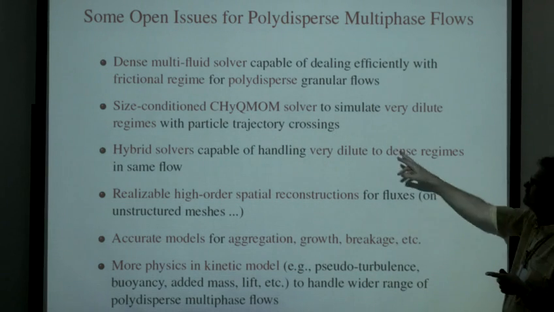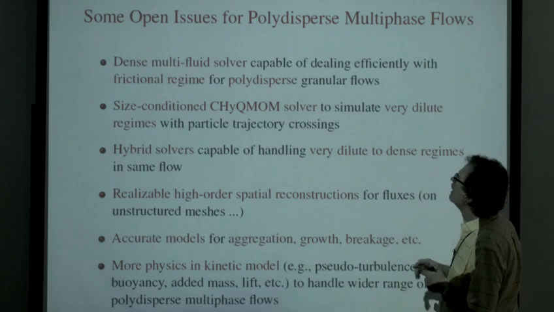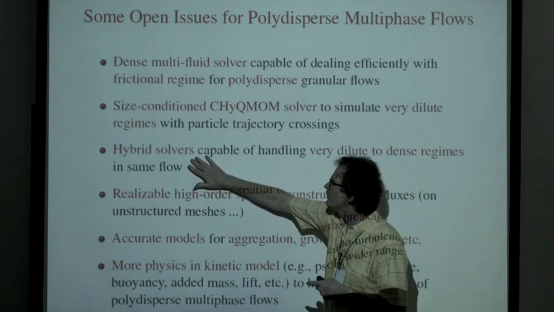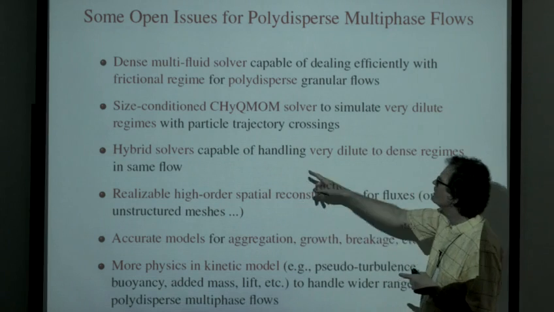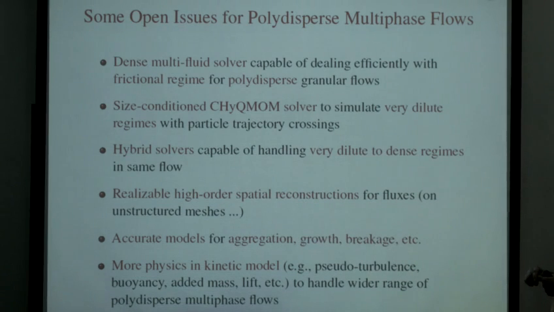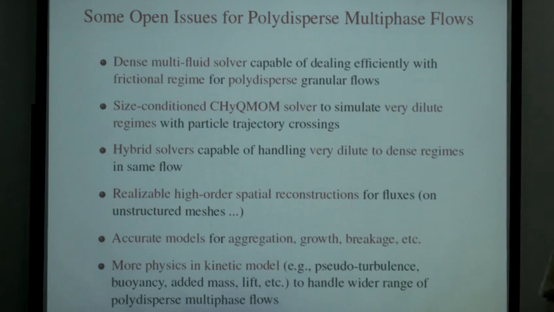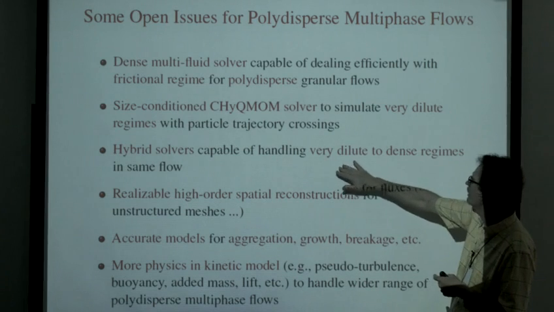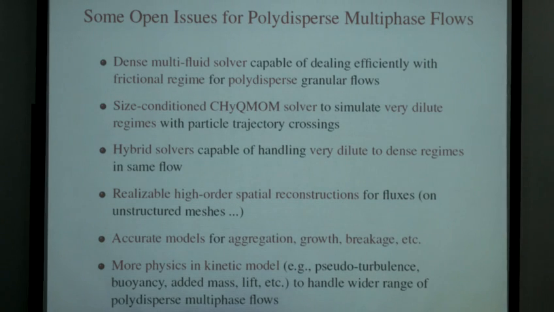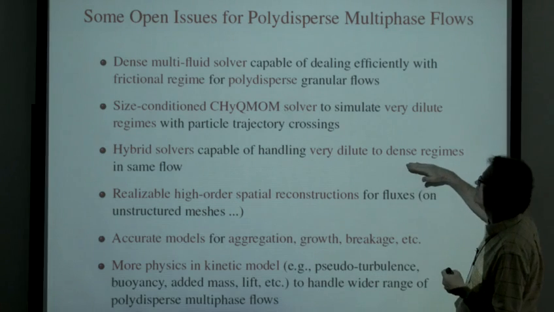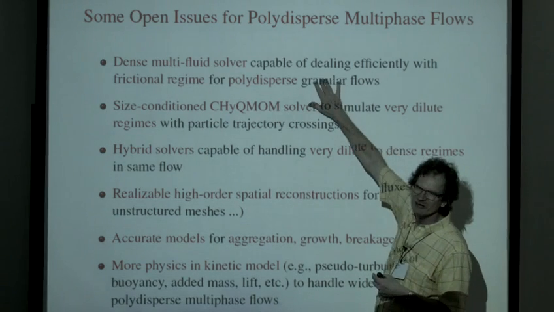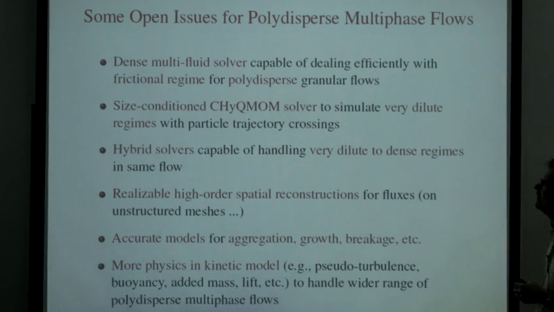The size condition, that's something we know how to do, we just haven't done it. That's to go up to fourth order with crossing. We've done this for monodispersed particles, a hybrid solver. We wanted a solver that works in very dilute regimes where standard kinetic theory models work, and then very dense regimes where standard theory models work, and then particle trajectory crossing. We did a paper on how to do that. You just do flux splitting. So this can be done, but not until this is done, because you need the dense solver.